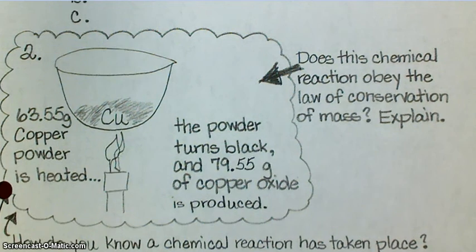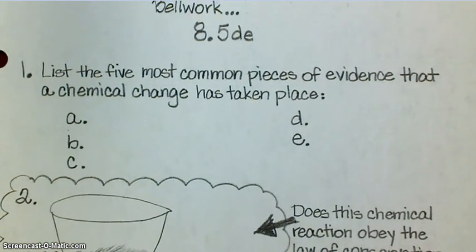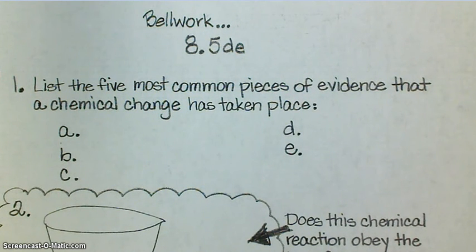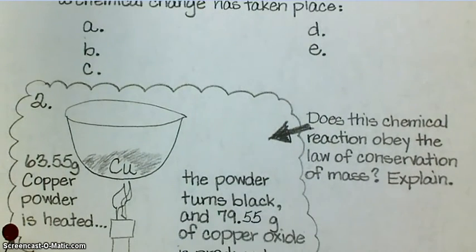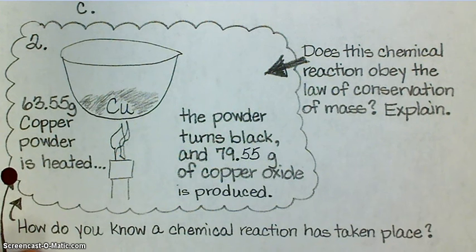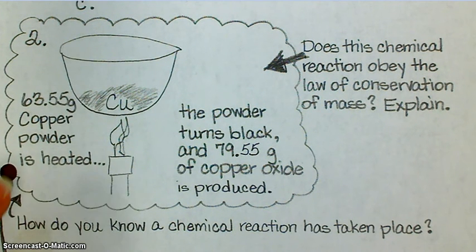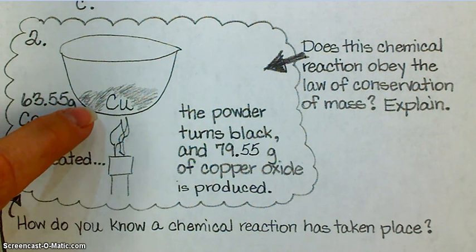All right, so this is going to be the second screencast for going over this bellwork. We did 1, 3, and 4 on the first screencast, and we're going to do 2 and 5 right now. So on number 2, here's the situation. In an evaporating dish, you have some copper powder.